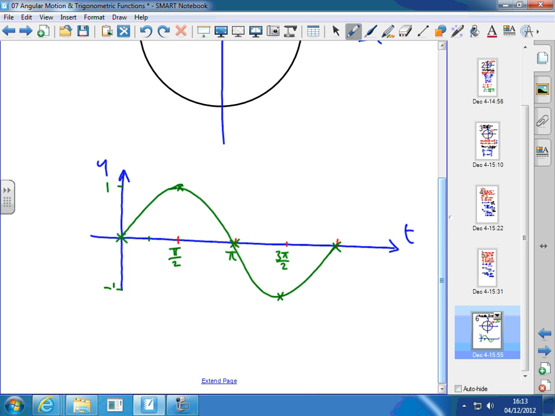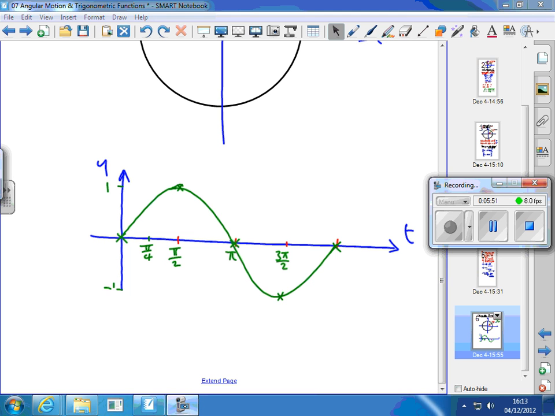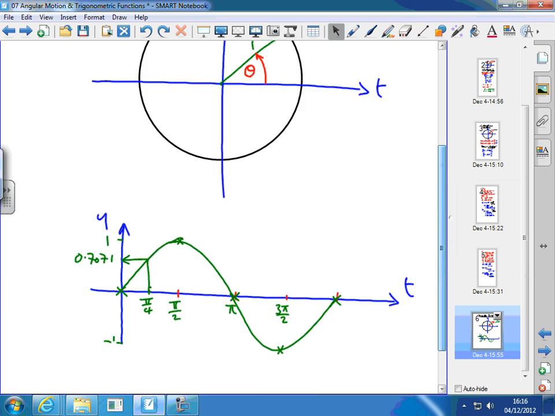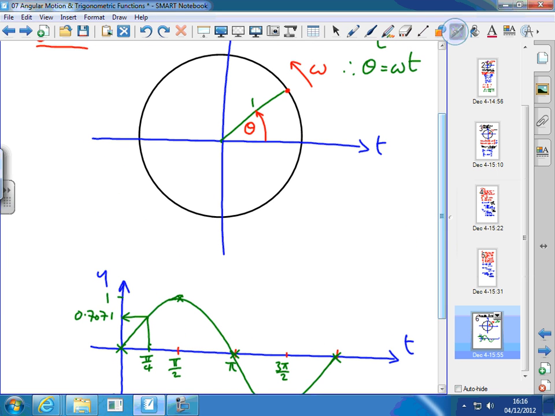Pi over 4. On your calculator, please, work out what the sine of pi over 4 is. So you need to be in radians on the calculator. Check you're in radians and then work it out. The calculator will tell us how far up the y-axis this rotation has gone. That's what it's telling us effectively. How far have we moved up the y-axis at that angle?